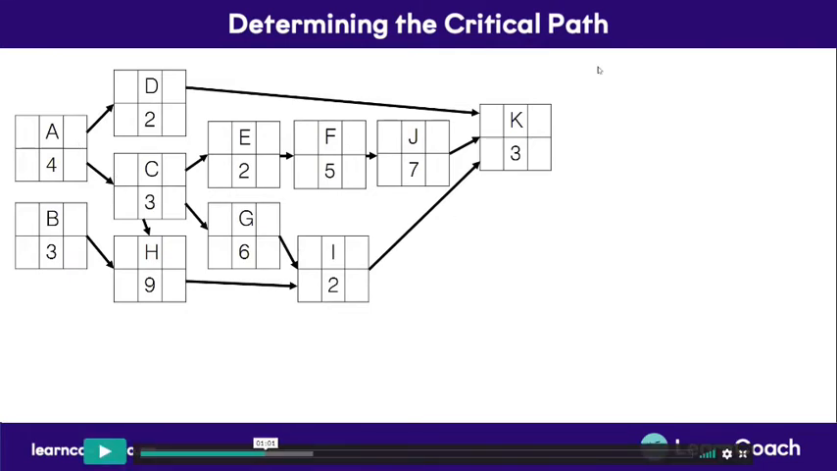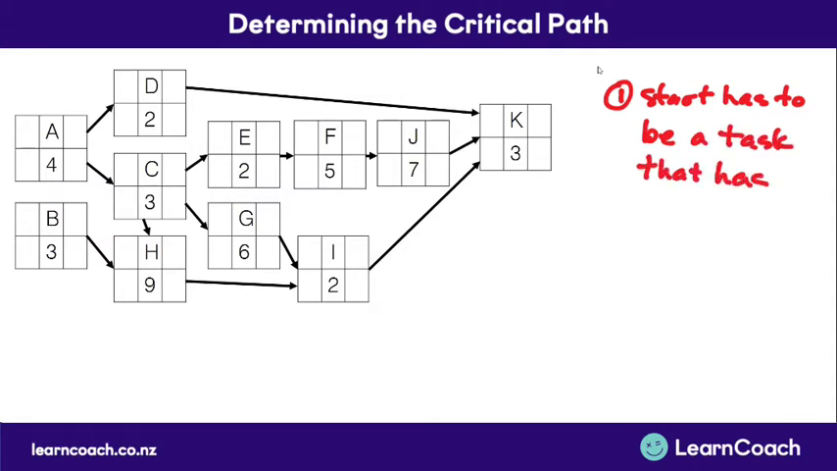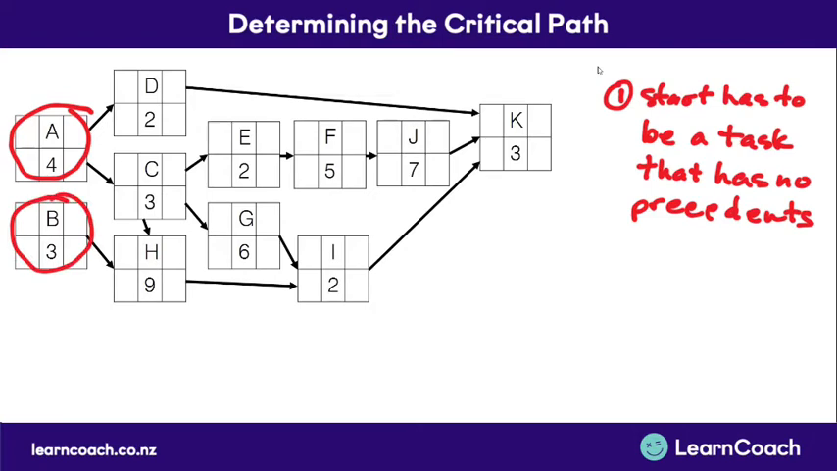Okay, so let's think about how we can write that in steps. So your starting point always has to be a task that has no precedence. In other words, nothing has to be done before that. So in this particular case, we could start at A or we could start at B, right? Because those are the only 2 that don't have any arrows leading to them, right?